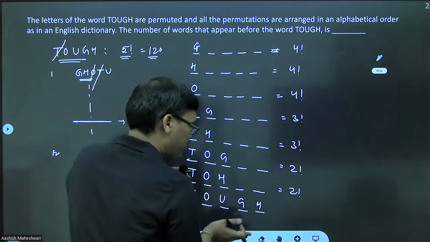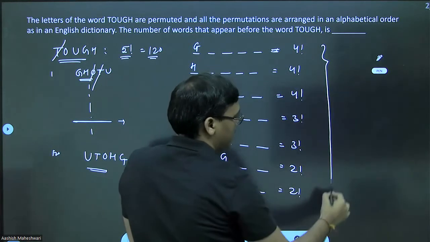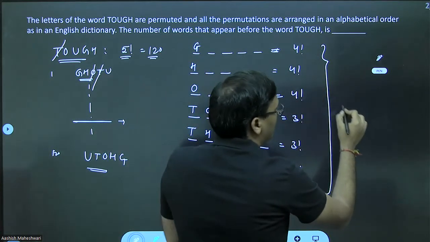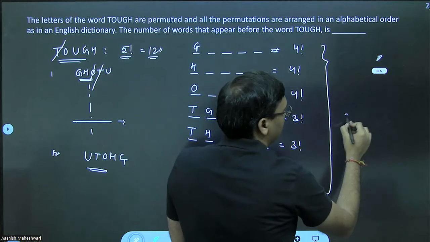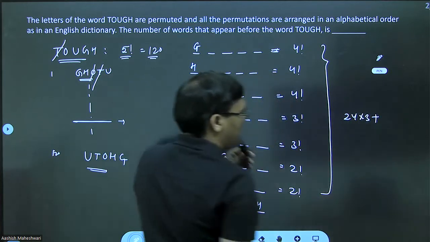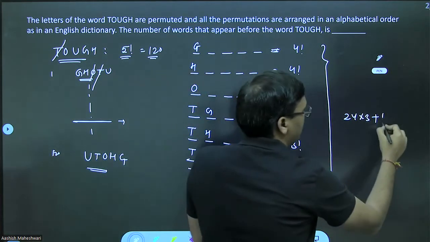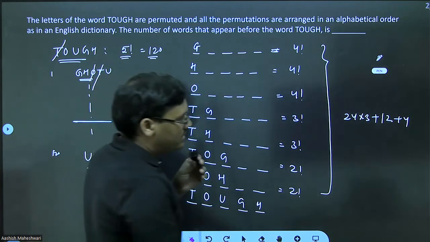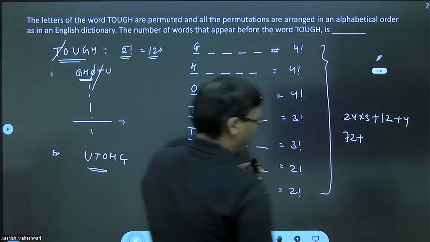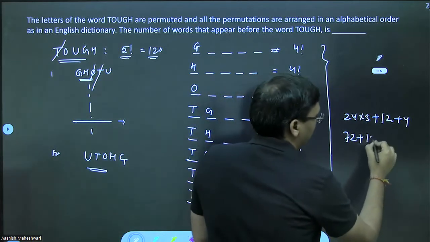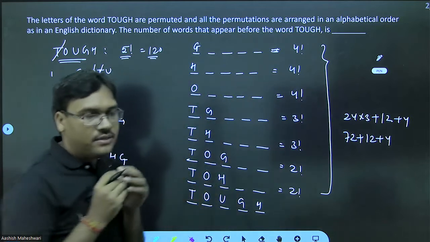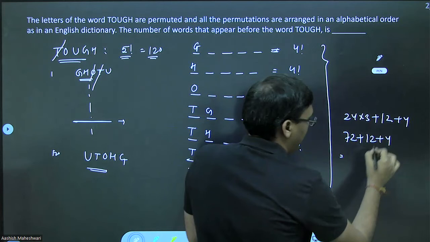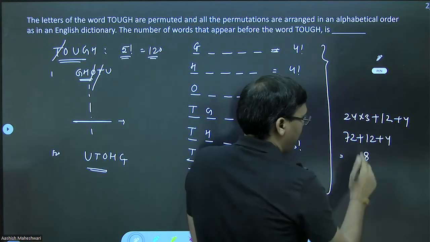So what is the total number of words before TOUGH? This is 4 factorial, 4 factorial, 4 factorial. 4 factorial is 24, into 3 is 72. Then we have 3 factorial, 3 factorial, this is 6 plus 6, 12. And this is 2 plus 2, 4. So this is 72, then we have 12 plus 4, I hope this is clear. So this is 16, and 72 plus 16 is 88.